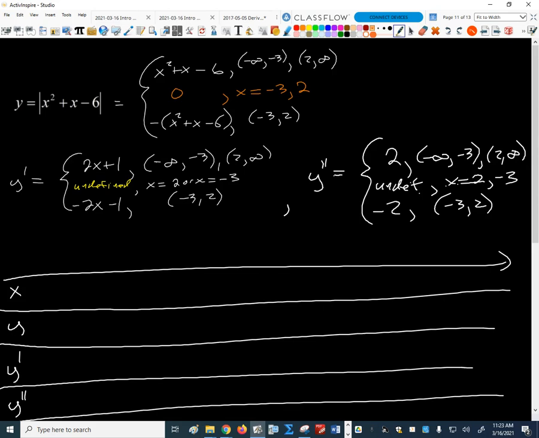Yeah, look, the top piece up here, so I'm just going to color code this. The critical number for that piece is x equals -1/2, but is -1/2 in the domain of that piece? No, right? -1/2 is not less than -3, and it's not greater than 2. So that's not a critical number, right? What about the 0 of the bottom piece? The bottom piece is 0 at -1/2, isn't it? Everybody agree?